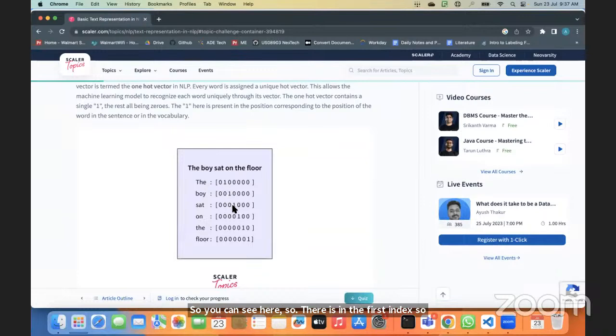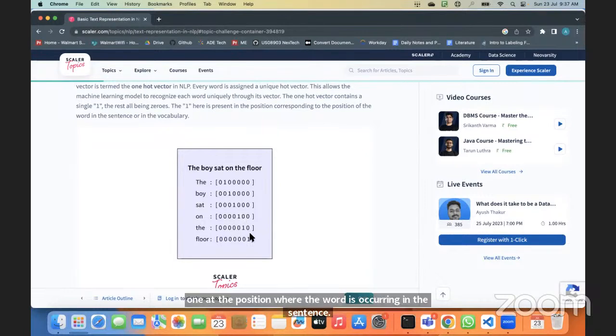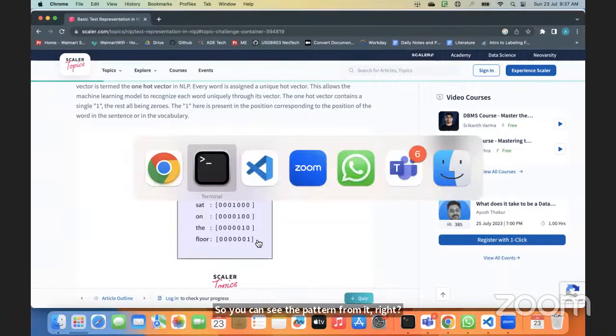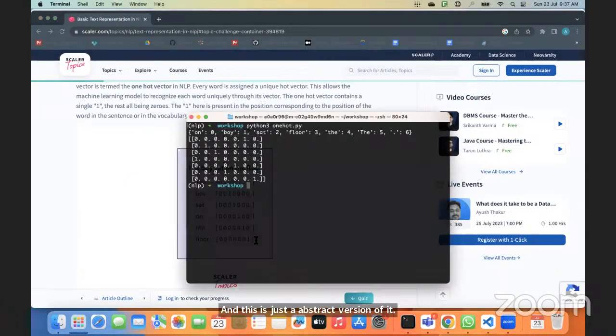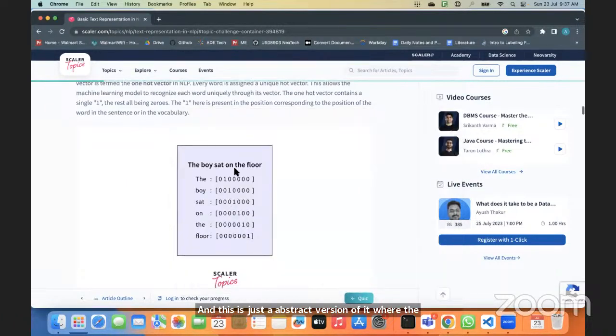So this basically is an exhaustive set of vectors that you can create, and each of the vectors will have one at the position where the word is occurring in the sentence. You can see the pattern from it, right? And this is just an abstract version of it where the indexes are juggled. You can see it clearly here: the boy sat on the floor. The boy is in the second position here, and there is 1 here, and sat is in third, so there is 1 here. These are basically 6 vectors that you can create. This is the most simple representation.